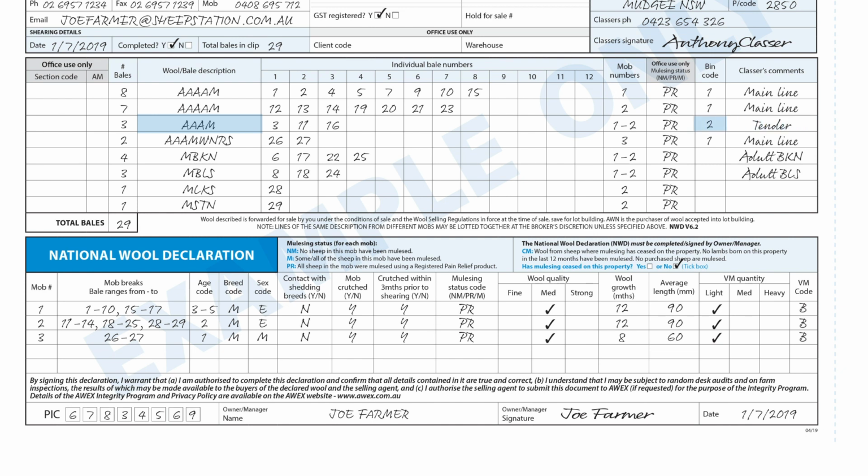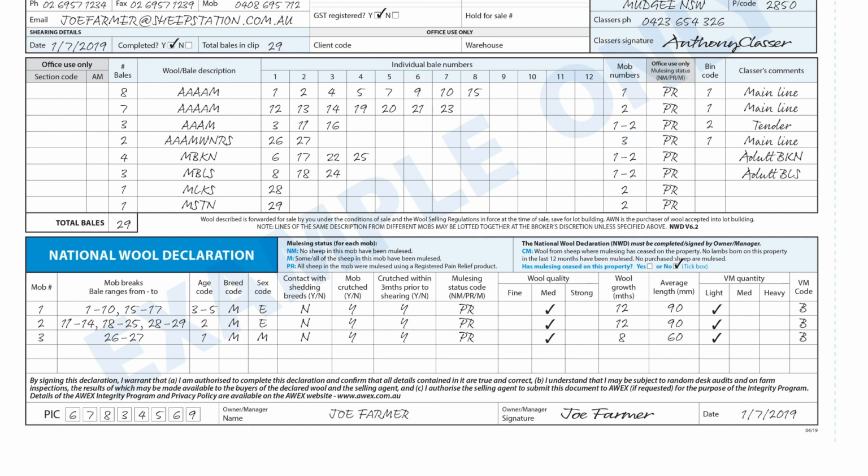Our third line is 3 AM and it's a tender line. You will notice the classer has used a 2 as his bin code. That could also be a T standing for tender if that's what you wish to do. But bales 3, 11 and 16 cross 2 different mobs. So in the mob code it becomes mob 1 and 2. Next line we've done are the weaners. So 3 AM weaners, bale 26 and 27. If we check back to the declaration, bales 26 and 27 are the 1-year-olds, and we've kept them in a separate line. So 2 bales, mob code number 3 to match with the declaration.